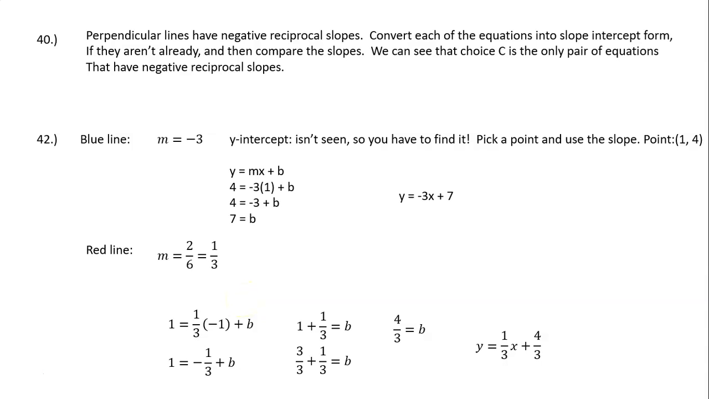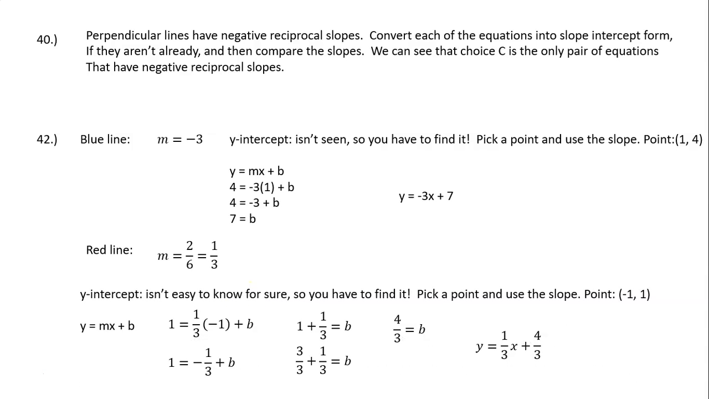I'm going to choose to pick the point (1, -1), and we will substitute it again into the formula y = mx + b. So y, which is 1, equals m, which is our slope, 1/3, times our x coordinate, which is -1, plus b. Solve for b. So 1/3 times -1 is -1/3. We need to add 1/3 to both sides.